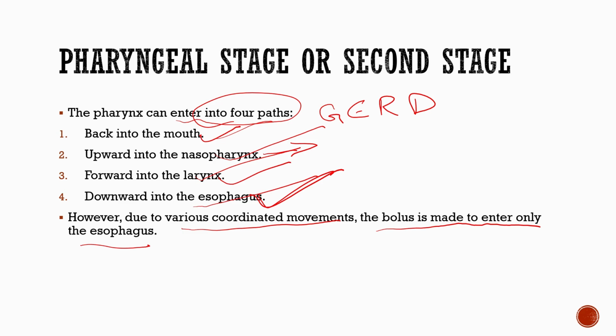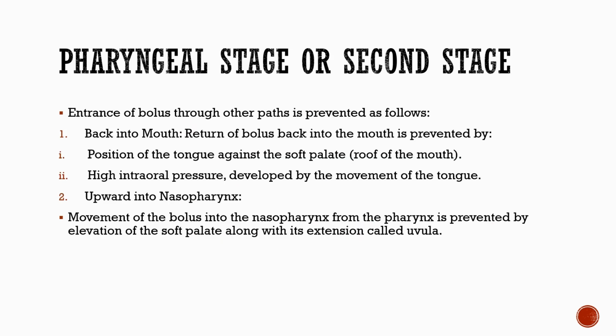Forward into the larynx, it will choke your trachea. We will have to give then Heimlich maneuver to remove it, or the cough will come and the hard pressure of air will come from the lungs to remove it. Okay. However, coordinated movements prevent it.